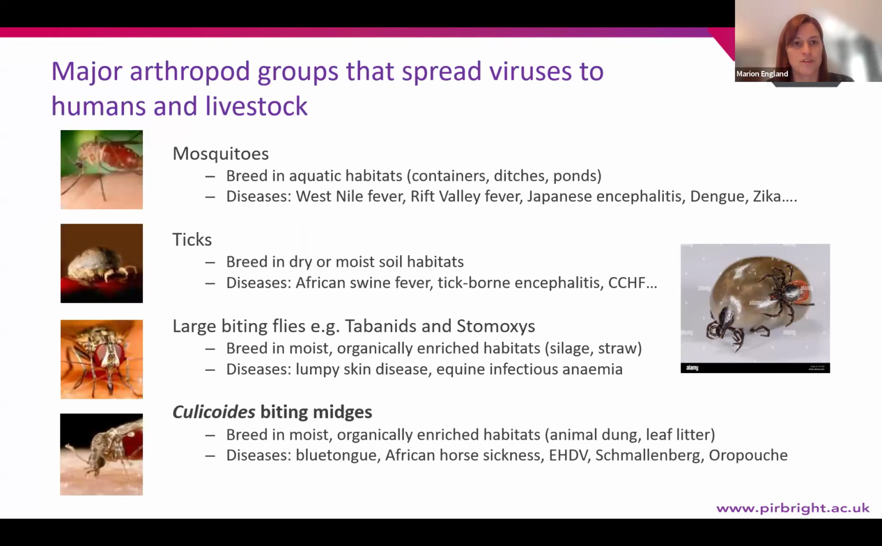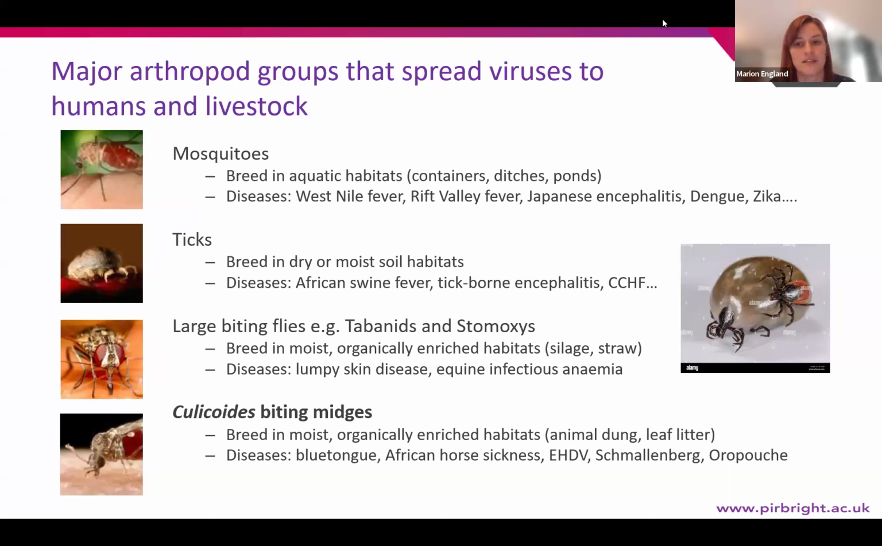So I just wanted to run through the major arthropod groups that spread viruses to humans and livestock. Culicoides biting midges are much tinier than the other ones that you're more likely to have already heard of. So mosquitoes, which transmit West Nile fever, Rift Valley fever, dengue. These have an immature stage that breeds in aquatic habitats, so they require still water like containers, ditches, and ponds.